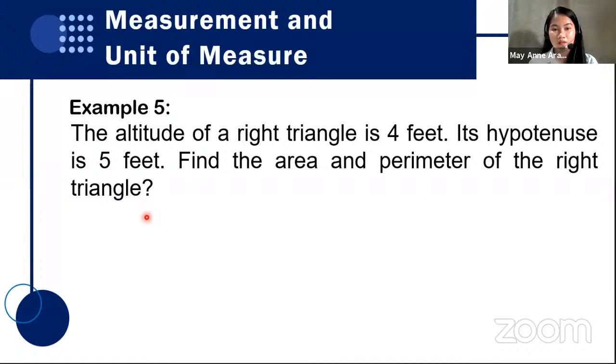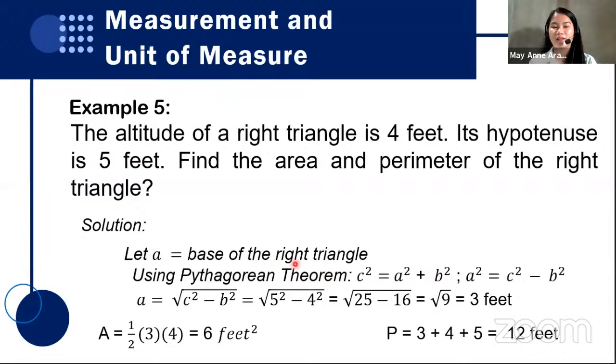So first, we need to solve for the missing length of the right triangle by using the Pythagorean formula. Let A be the base of the right triangle. So use the Pythagorean theorem. Remember that Pythagorean theorem is that the hypotenuse, or the C, or the square of the hypotenuse is equal to the sum of the squares of the other two sides. So we can derive the formula for finding the length of the base of the right triangle. So that is A squared is equal to the difference of C squared and B squared.